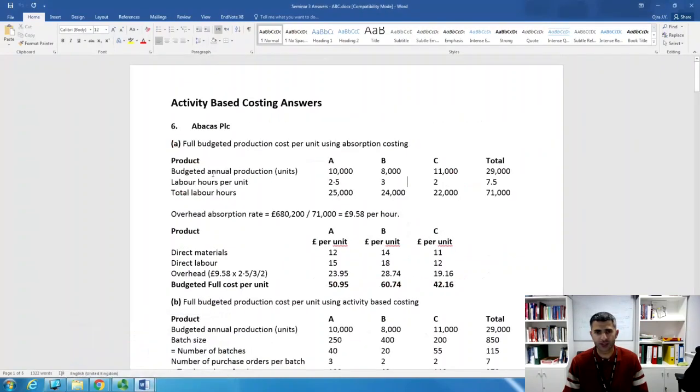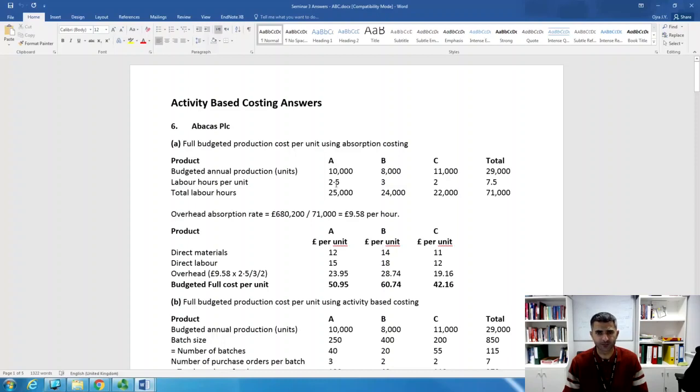So first of all, you need to list the production units under ABC, and after that we need to calculate the labor hours per unit. We need the direct labor hours per unit in order to multiply it by the number of units and find the total labor hours. So how did we get 2.5 and 3 and 2 labor hours per unit? We need 2.5 hours. How?